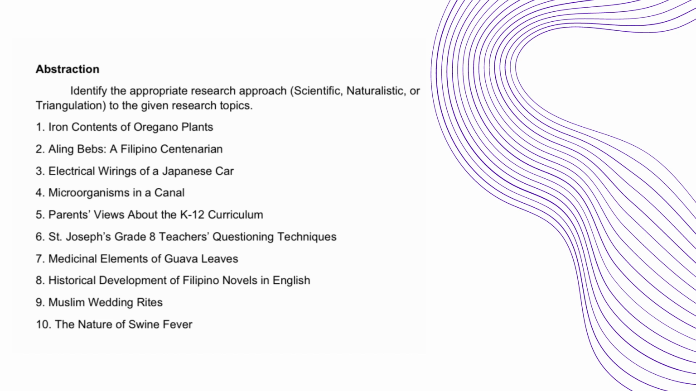Number five, parents' views about the K-12 curriculum. Views here can be obtained through an interview or a standard survey questionnaire. So, number five can use a triangulation approach. It can be both a quantitative and a qualitative research. I hope that with the given samples, you can now answer items number 6 to 10 by yourself.